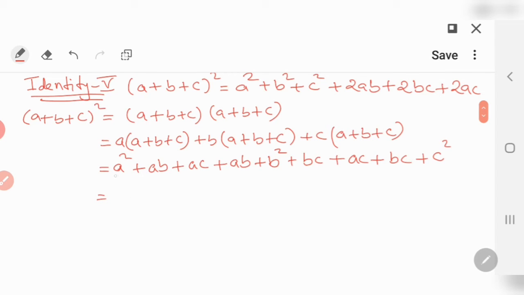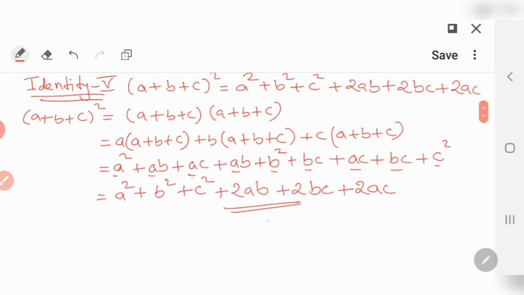all the squares you bring together, that is a square, b square, c square. So you write here a square plus b square plus c square, correct? Then how many ab is there? Check. ab, ab, 2 are there, so you write here plus twice ab. How many bc are there? 1, 2, so you write here plus twice bc. How many ac are there? 1 and 2, so you write here twice ac. So this is your answer.